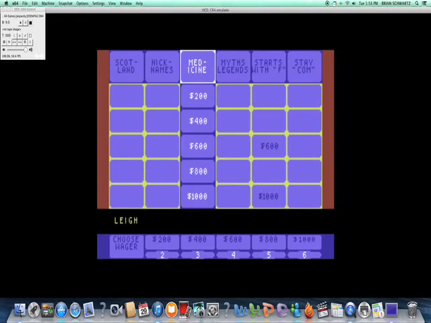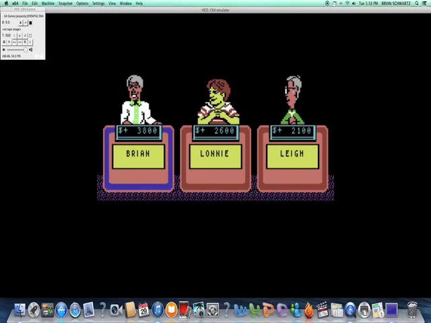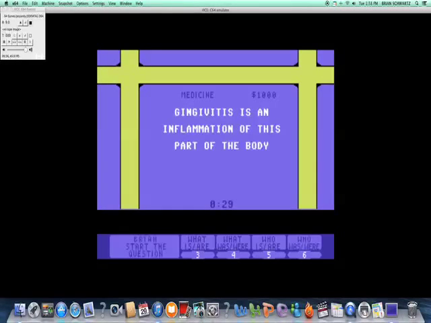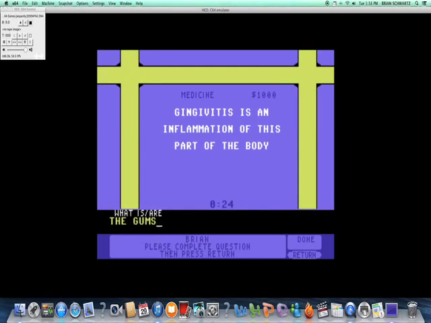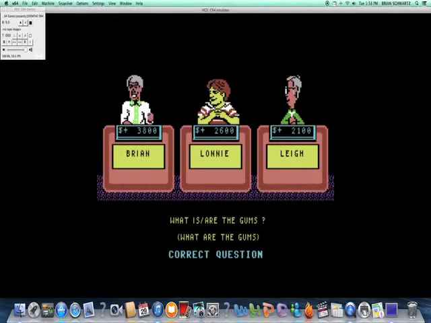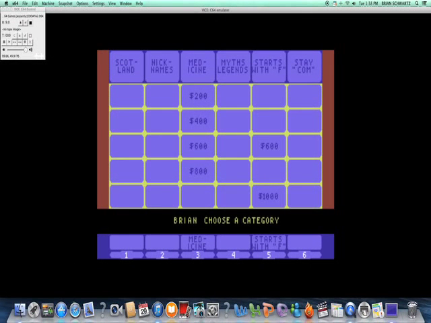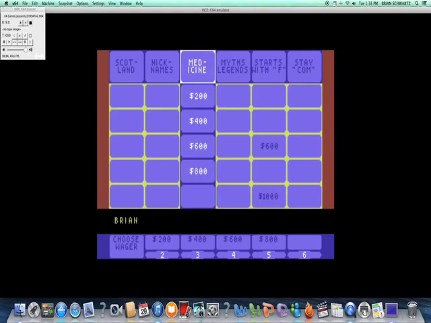Medicine for 1,000. Gingivitis is an inflammation of this part of the body. What are the gums? Yes. $4,800. The toothpaste with Miracle K, a 64, to fight halitosis. Medicine for $200.